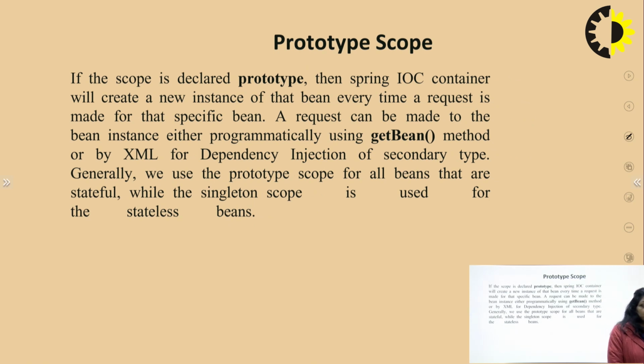Now the prototype scope. If the scope is declared prototype, then the Spring IOC container will create a new instance of that bean every time a request is made for that specific bean. A request can be made to the bean instance either programmatically using the getBean method or by XML for dependency injection of secondary type. Generally, we use the prototype scope for all beans that are stateful, while the singleton scope is used for all the stateless beans.